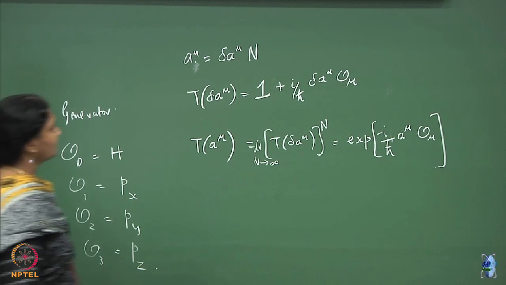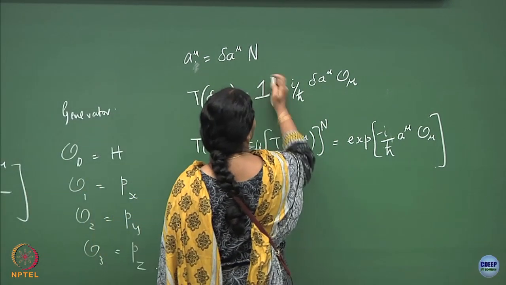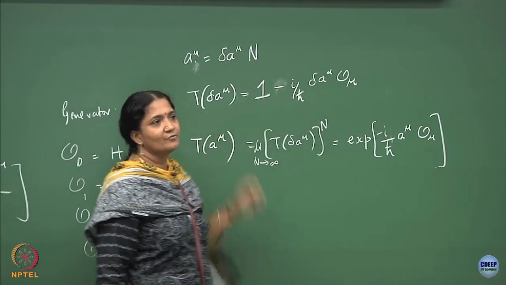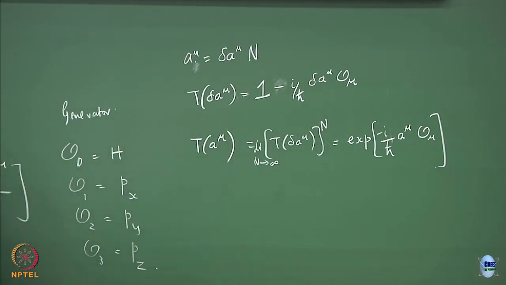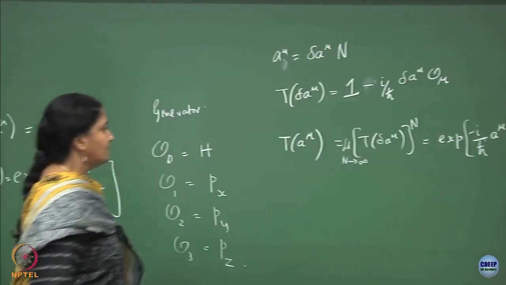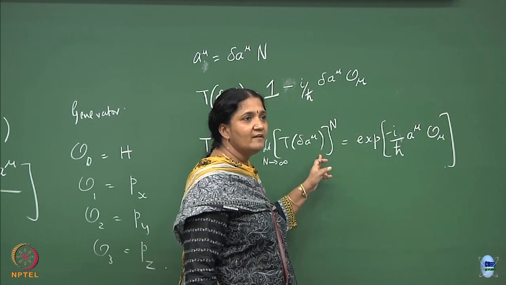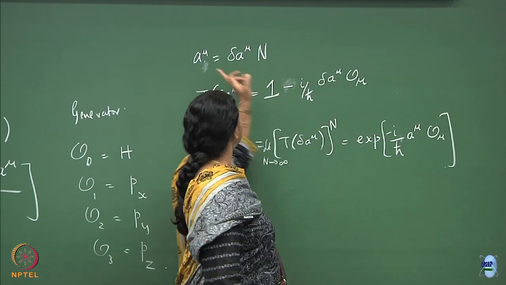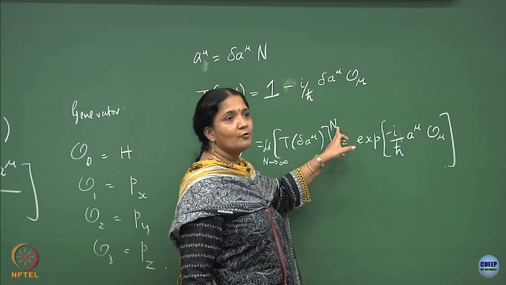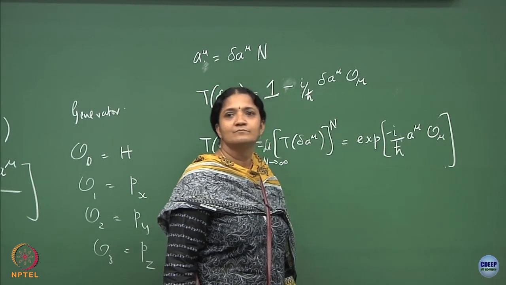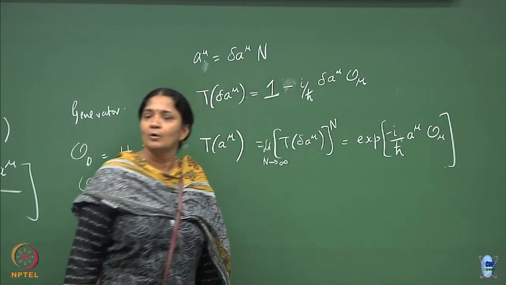In fact, this plus sign can also be, in general you can absorb these signs into your definition of delta a mu. So, since I have followed this, let me just keep it like this. Is this clear? So, this step is straightforward, this is the definition of your exponential, right? You put delta a mu as a mu by n, to the power of n, n tending to infinity will give you the exponential. Okay.